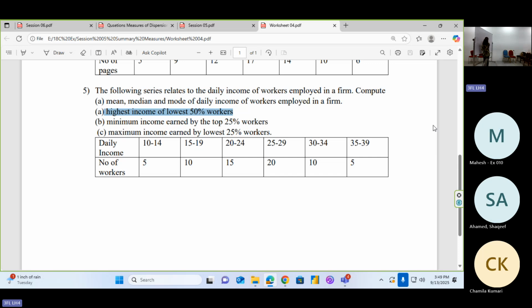Q2, or what is it? Median. Now clear? Okay, then this Q2 or median here represents what? This is the highest income of the lowest 50% of the workers. Is it clear? Okay, then what is the median value here?